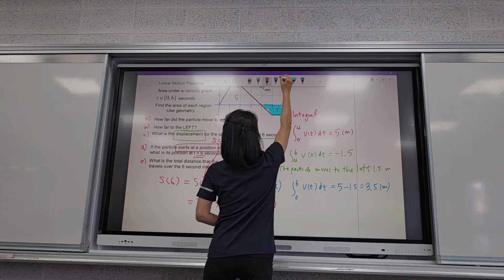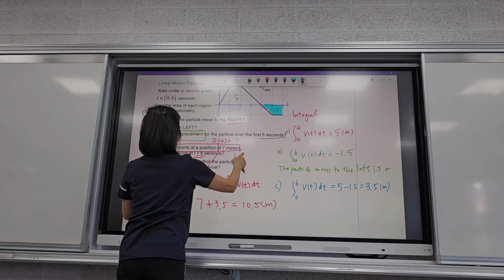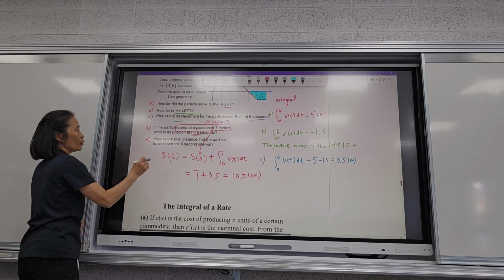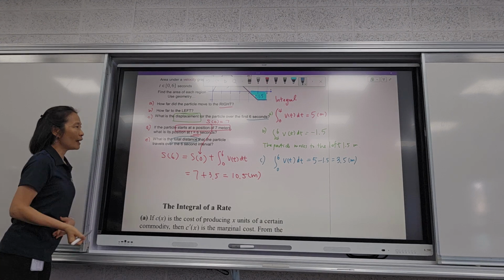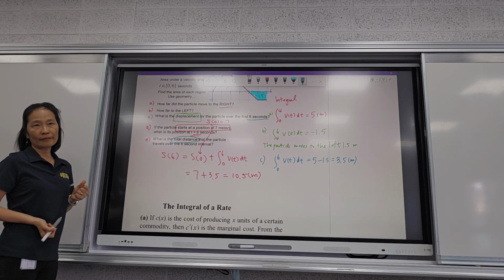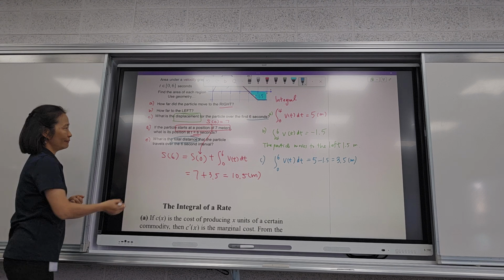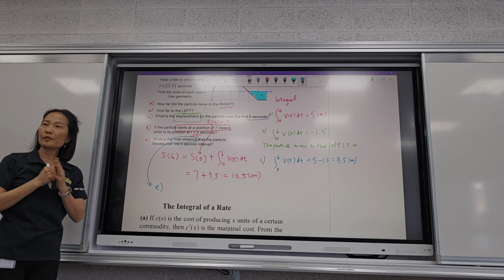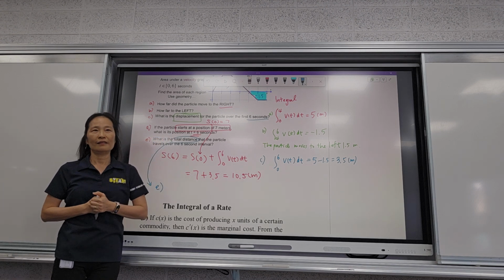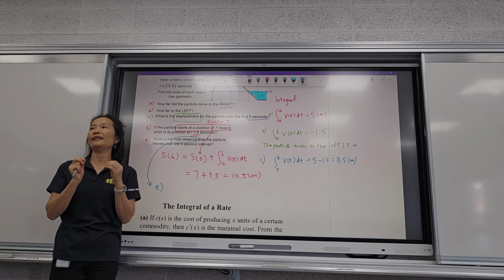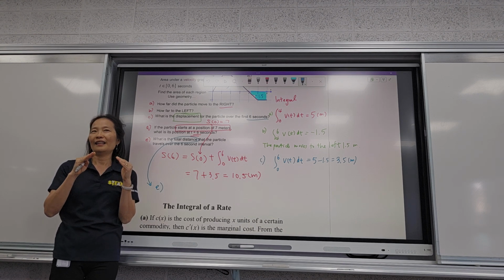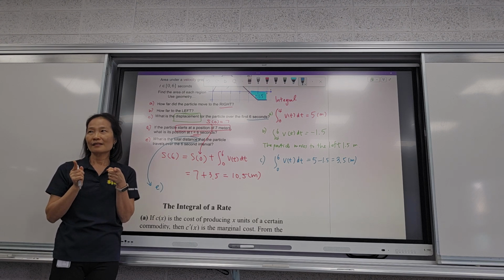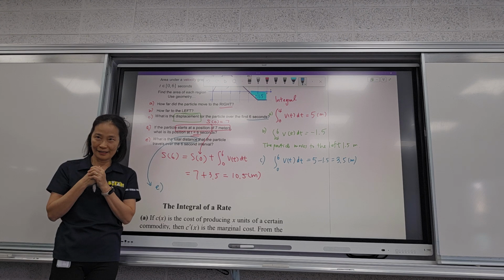What is the total distance traveled over the 6 seconds? What do you think, Mia? I need to add, okay? But what is my notation if I use the integral? Absolute value. I need to take the absolute value because distance is the integral of speed. There is no positive or negative speed. Speed is always positive. Speed is the absolute value of velocity.